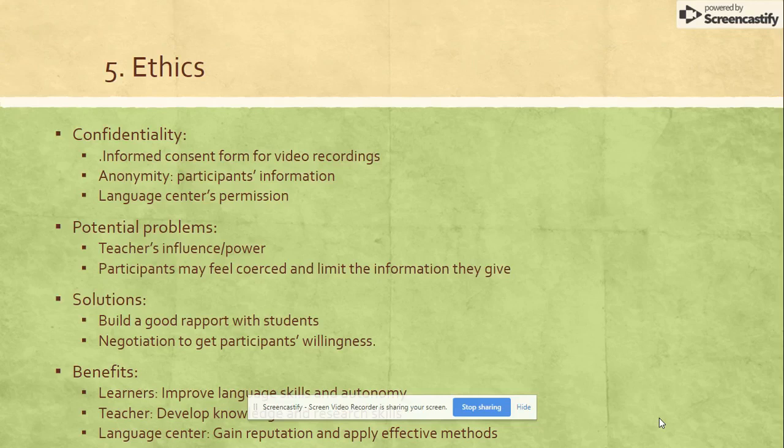This study may also encounter some potential problems. For example, the teacher plays the role of researcher as well, so it is likely that students' answers can be influenced by the teacher. Furthermore, some students may feel stressed and coerced, and they may limit the information that they give.